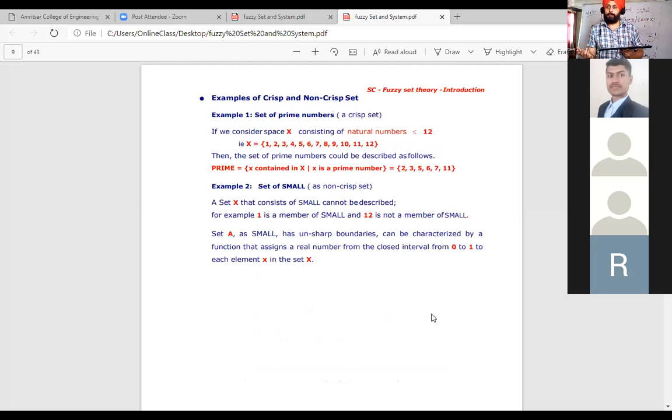So, for example, the set of prime numbers. The set of prime numbers is an example of a crisp set. Taking into account natural numbers up to 12, if you are given the members, then you can simply say yes, it is a member, or not. Is it a prime number? Yes, then it is a member. 2, 3, 5, 7, 11. They are the set of prime numbers between 1 and 12.